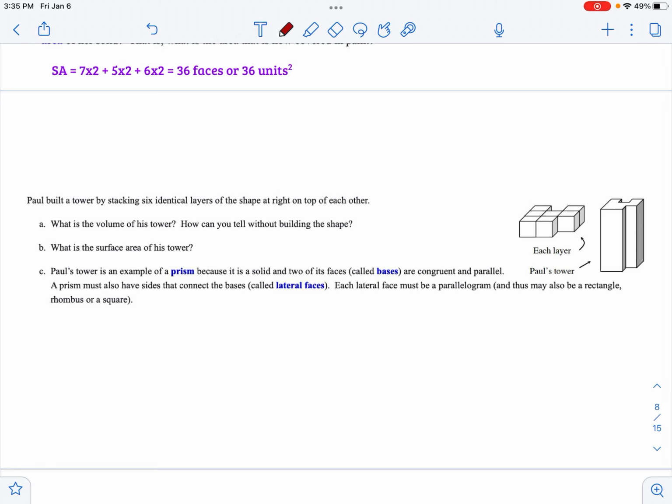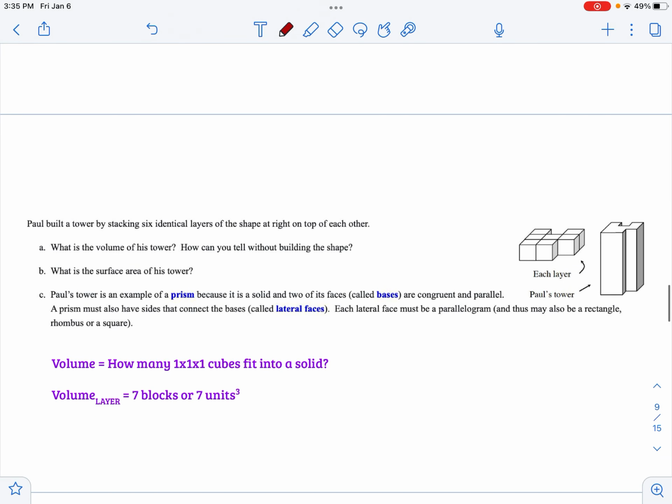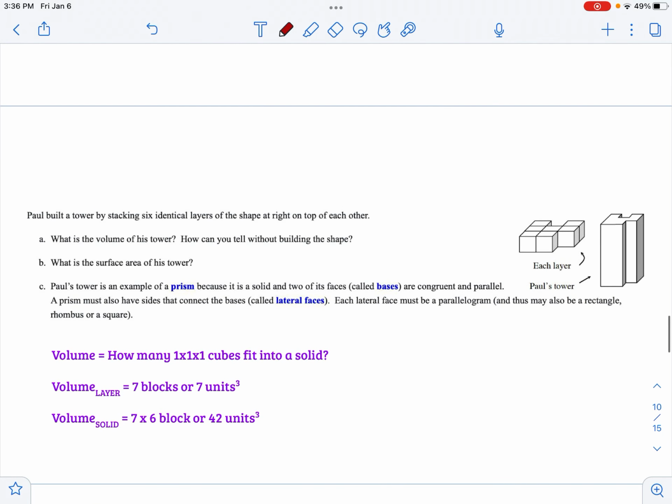So since the bases are the same, it's kind of like taking a layer of something and stacking it up. So you can see one layer here. We're going to use that layer to help us develop the volume and the surface area. So volume is, again, how many 1 by 1 by 1 cubes fit into a solid. In this case, there's 7 in that layer. Since there are 6 identical layers on top of each other, I'm just going to take 7 times 6, and I got 42 units cubed for my volume.